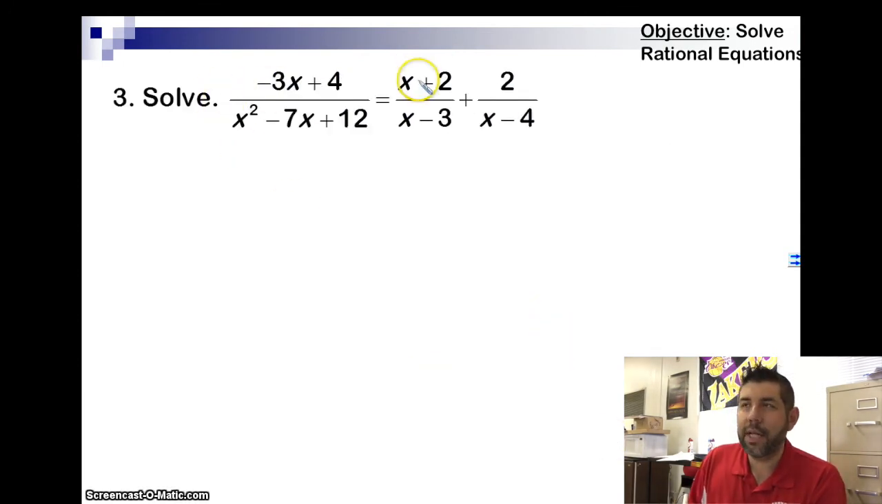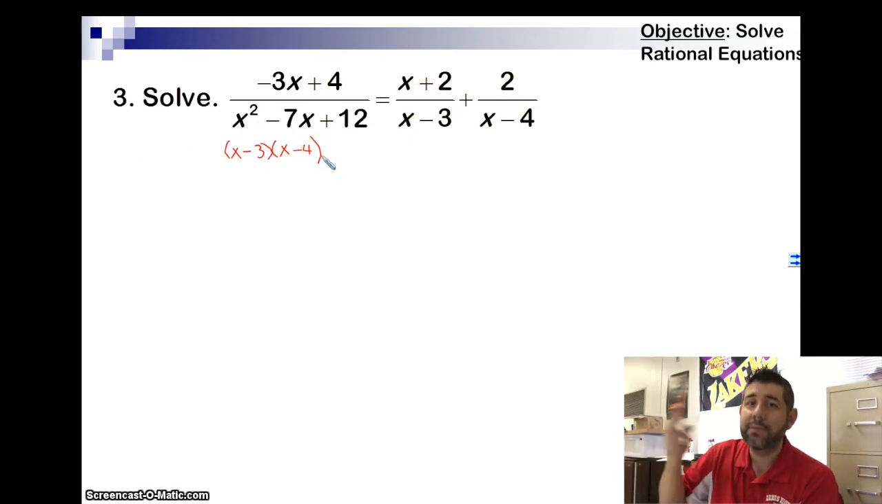All right, so here's my last problem here that I'm going to do. I'm going to factor. So I'm going to get x minus 3 times x minus 4. So we can see here that our common denominator is going to be x minus 3 times x minus 4, because I'm going to want to multiply this one by x minus 4 and this one by x minus 3. So what I'm going to do is I'm just going to multiply each one of them by x minus 3 times x minus 4 to go ahead and clear the fraction, okay?